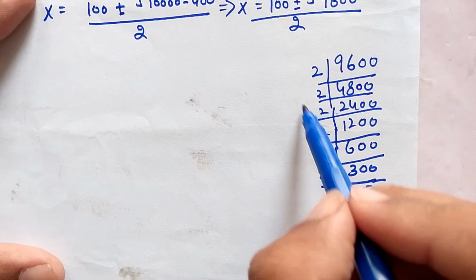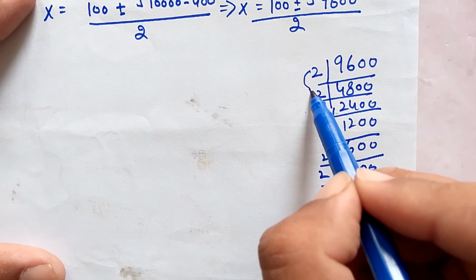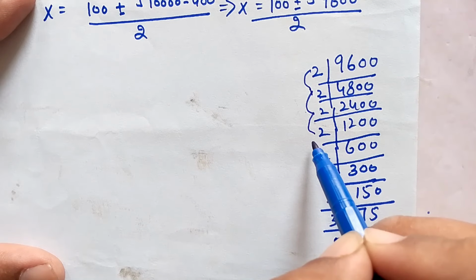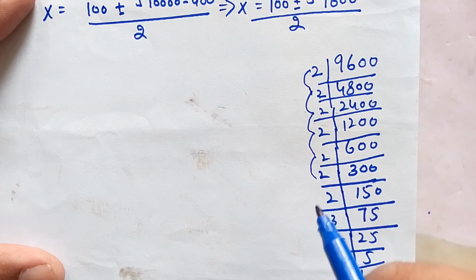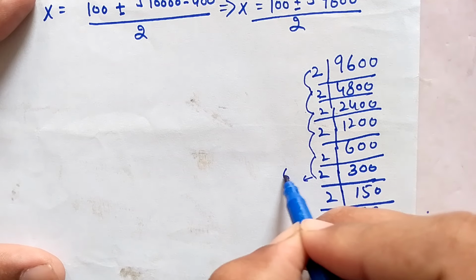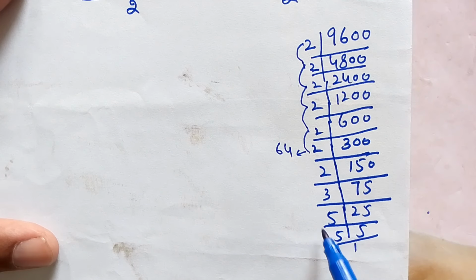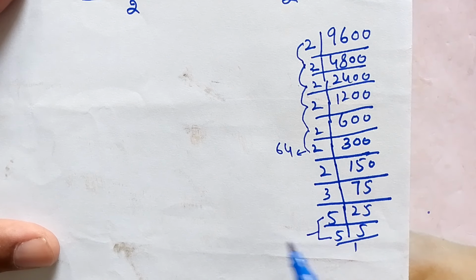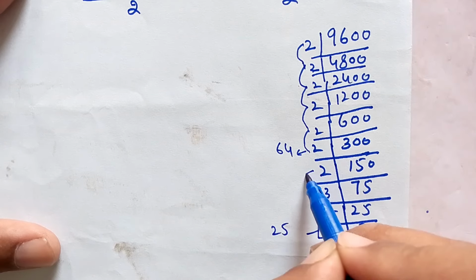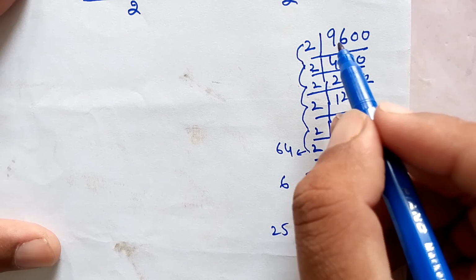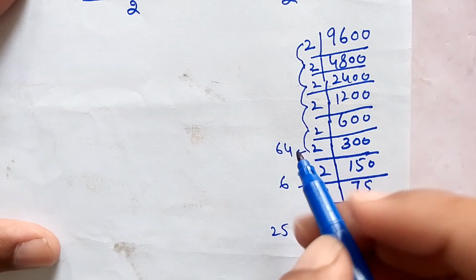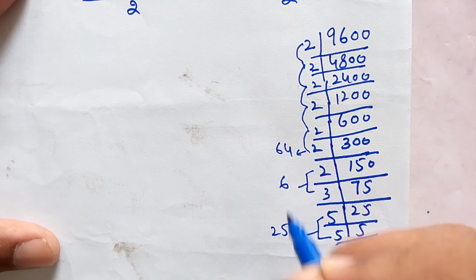Now 2 times 2 is equal to 4, 4 times 2 is equal to 8, 8 times 2 is equal to 16, 16 times 2 is equal to 32, and 32 times 2 is equal to 64. And also here 5 times 5 is equal to 25, and 2 times 3 is equal to 6. So we split this 9600 to 64 times 6 times 25.